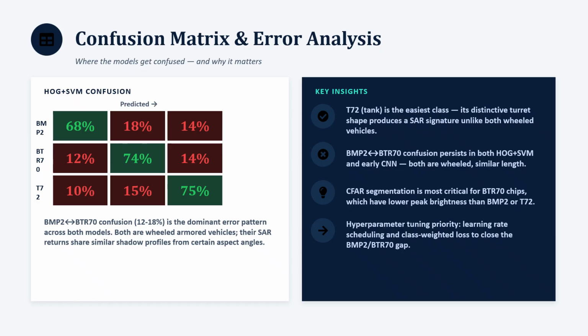And this is my confusion matrix. Looking at the confusion matrix, T72 is classified almost perfectly in both models because its tank shape produces a very unique radar signature. But BMP2 and BTR-70 are the hardest to separate because both are wheeled armor vehicles with similar shapes. This is a data challenge, not a model failure, and I plan to address it in the final stage.